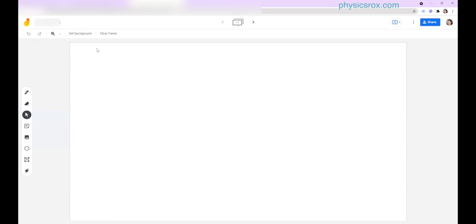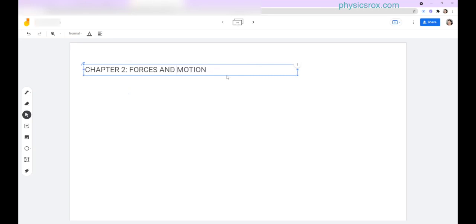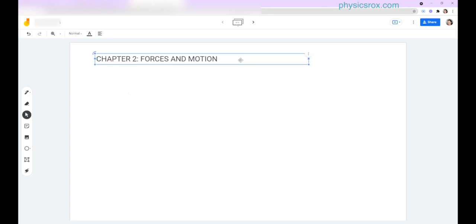This morning let's start a new chapter. The chapter is chapter 2. It's forces and motion. Let me just type out for you what is inside this chapter. This is already in the folder, so if you need to access the Jamboard, you can just go to the Jamboard. It's all there, okay? So what is inside this chapter?